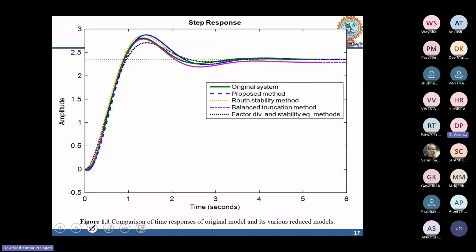I have also compared the proposed reduced order model method with the existing techniques in terms of step response. These are the step responses of the original system and the reduced systems. Here you can see the response of the original system and the response of the proposed system are overlapping. This means the method we are using for determining the reduced order model is good as compared to the other existing methods.